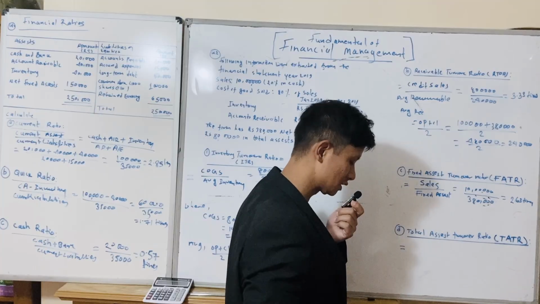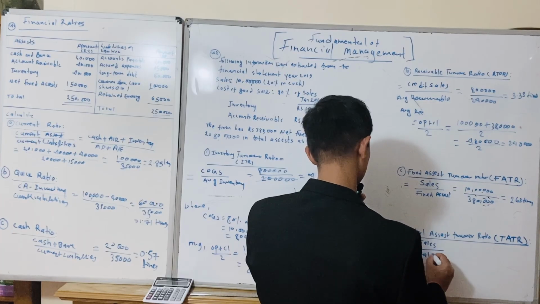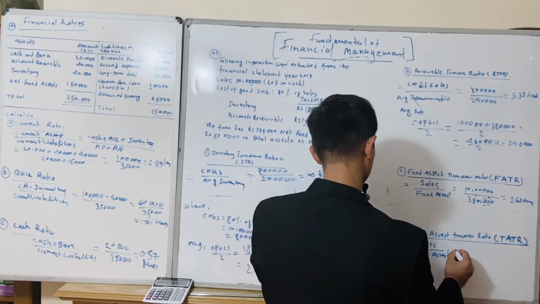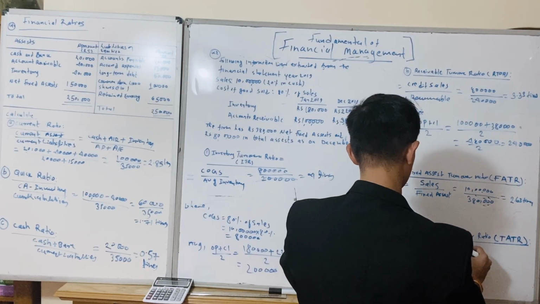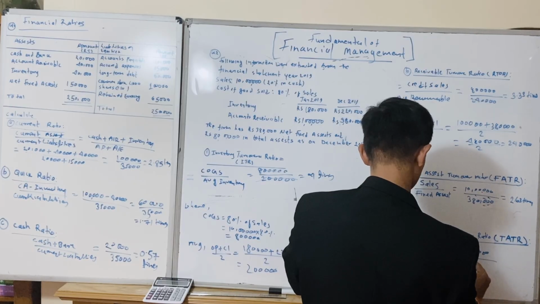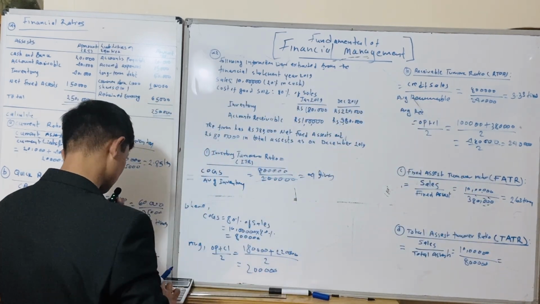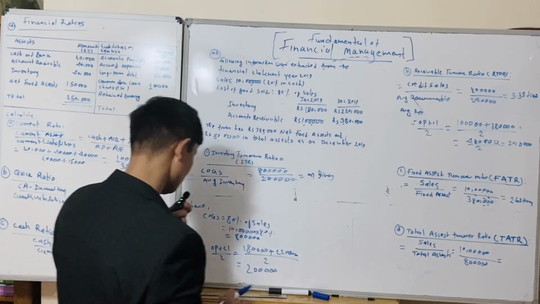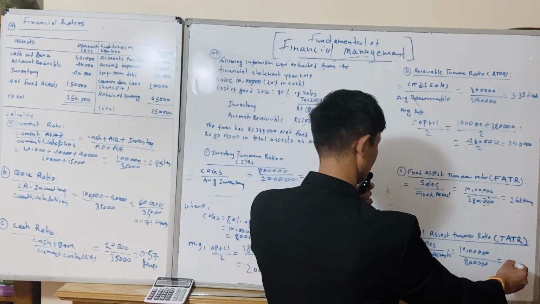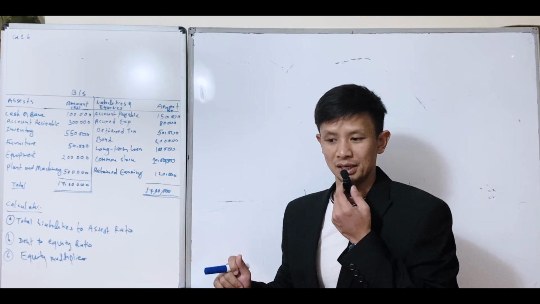The formula for the total assets turnover ratio is total sales divided by total assets. The total sales is, as we know, again 10 lakh, and 8 lakh is total assets. So let's divide 10 lakh by 8 lakh. That gives 1.25 times.